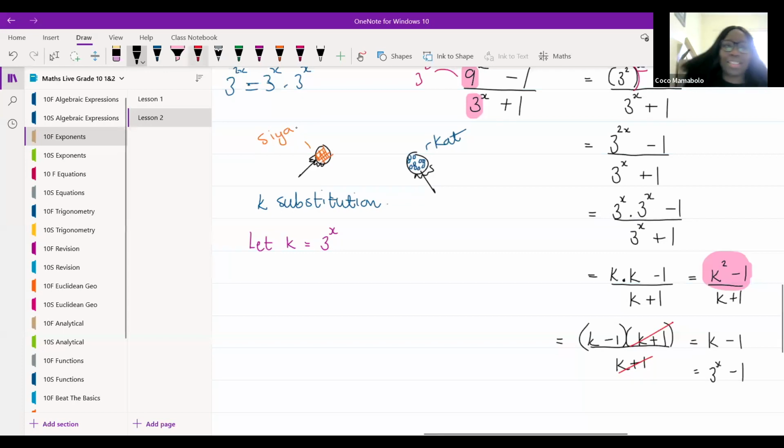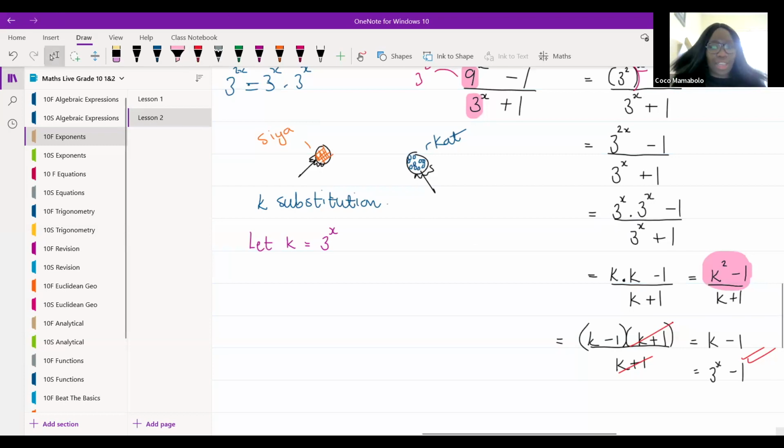There's my final answer. Yes, absolutely. You're allowed to do K substitution whenever you feel like it. All right. How did we feel about that, guys? It's nice. K substitution works for everything, even the ones we did before, the ones where we were taking out an HCF, you can use K substitution for those as well.